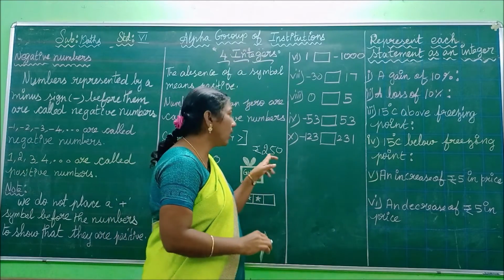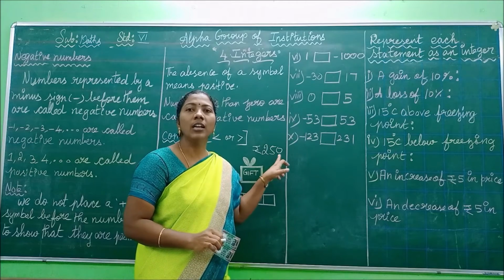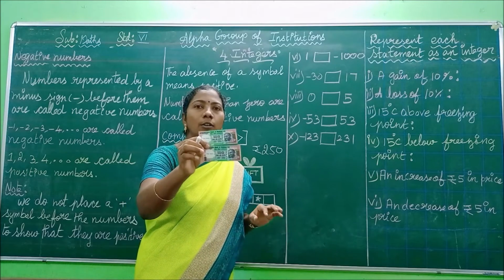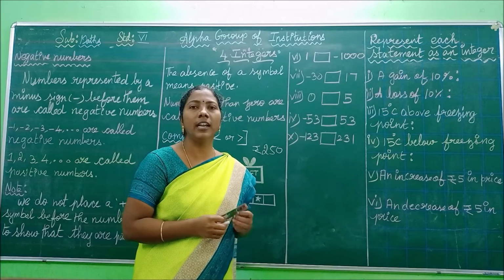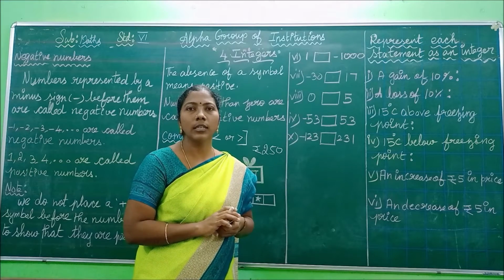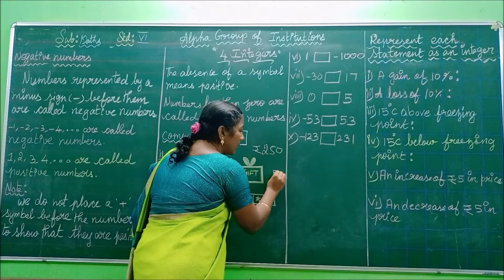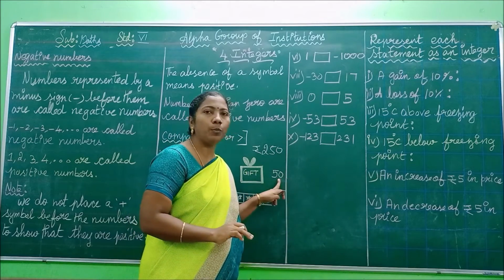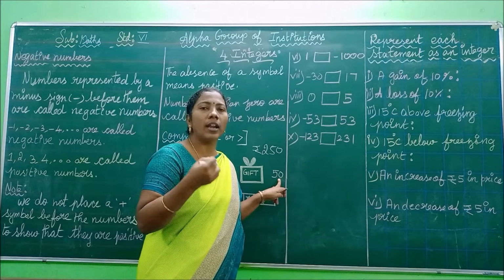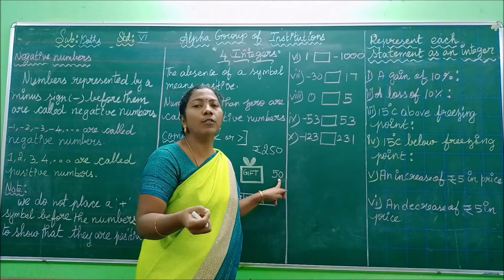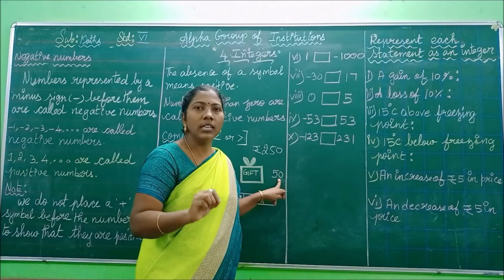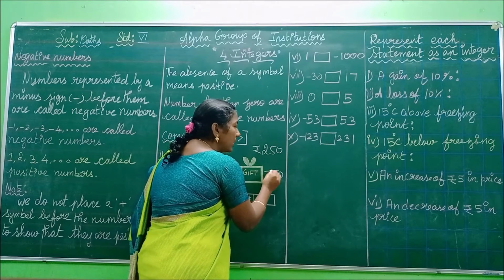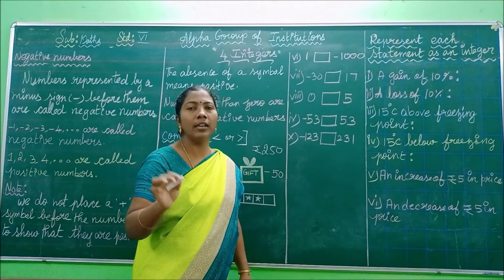But what is the cost of the gift? 250 rupees. But you have only 200 rupees. So you are in need of how much? Yes, 50 rupees. That is, you are not having that 50 rupees. So how can you write that you are in need of 50 rupees? By using the symbol minus. That is, minus 50 rupees you are in need.